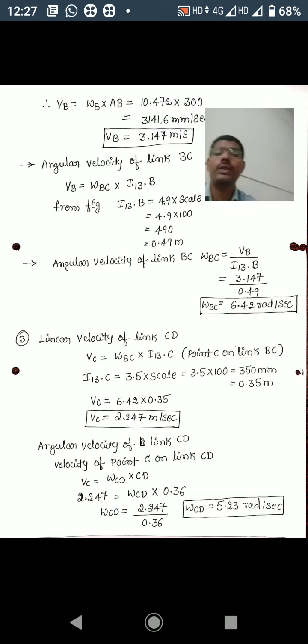So this is the procedure to solve the instantaneous center method problem. These types of problems are very easy to solve. You just have to concentrate on the bookkeeping table and Kennedy's theorem. And one more thing, you have to draw the given mechanism with its dimensions. That is very important. If you have any doubt, please ask. Okay, thank you.